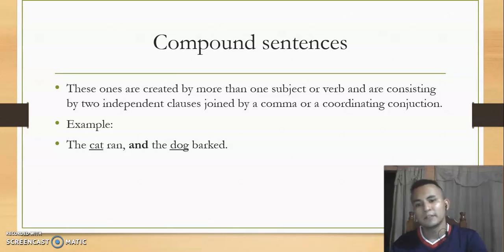Now, compound sentences. These are created by more than one subject or verb and consist of 2 independent clauses joined by a comma or coordinating conjunction. Example: the cat ran and the dog barked. We have here 2 nouns, the noun cat and the noun dog. But we also have 2 verbs, the verb ran and the verb barked.